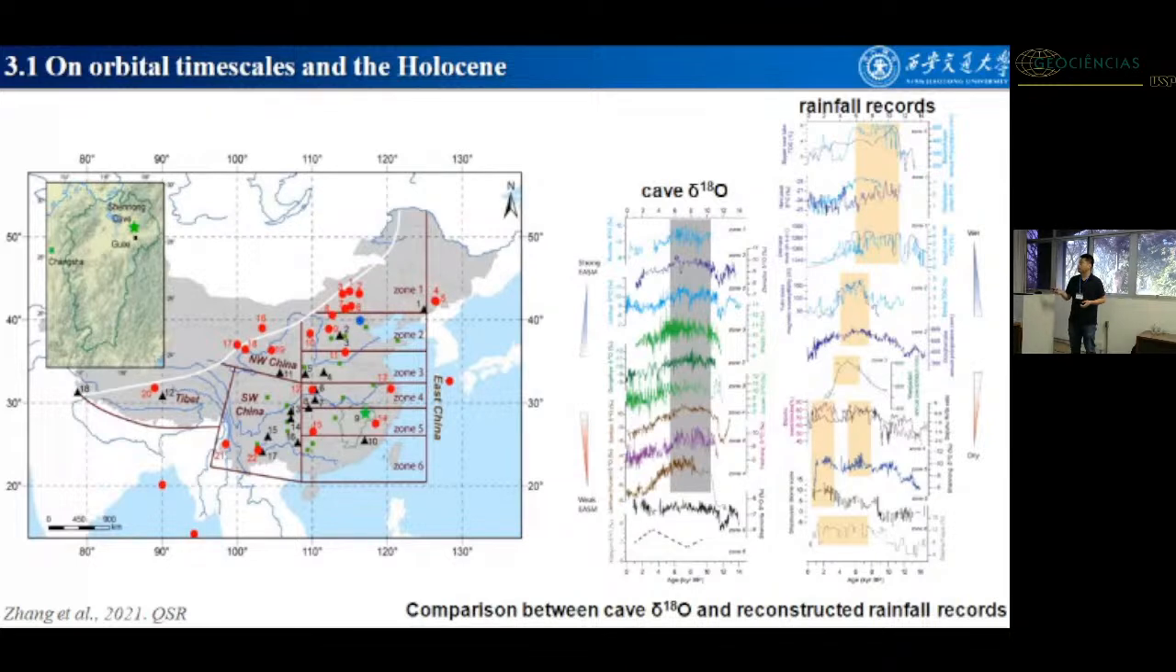Other regions are similar, but for rainfall, we can see North China had its Holocene optimum in the early Holocene, but South China in the late Holocene. It's like a dipole, just like Professor Cruz introduced in the morning for the South American monsoon region.